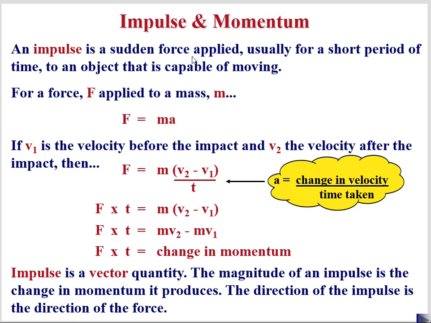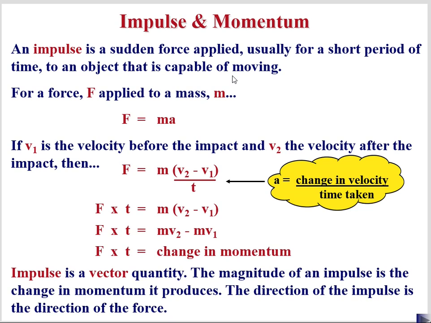An impulse is a sudden force applied, usually for a short period of time, to an object that's capable of moving, or an object that is moving. So for example, you could be bringing something to a stop, to a standstill, that's already moving, or you could set something in motion. And to do that, you need an impulse, and it results in a change in momentum. So it's the same thing.